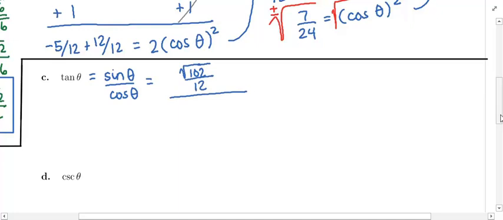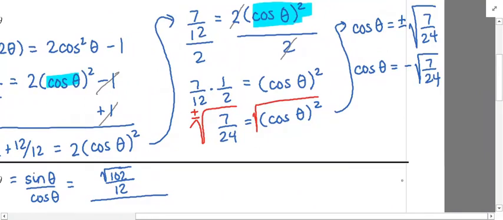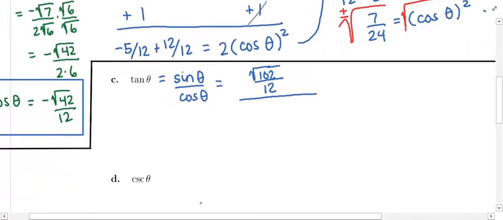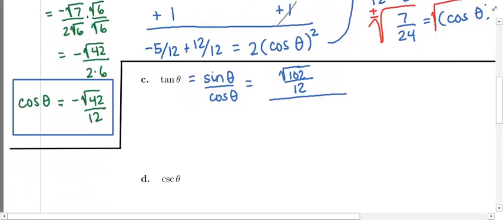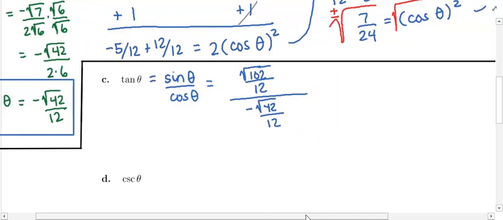Now I need to divide by the cosine, so I'm going to go up here to part B. The cosine of theta, I found that to be, oh, it's down here. The cosine of theta, we computed to be negative square root of 42 over 12. So write that down. And that's all we have to do is simplify this, and we will have our tangent of theta. No fancy work here.